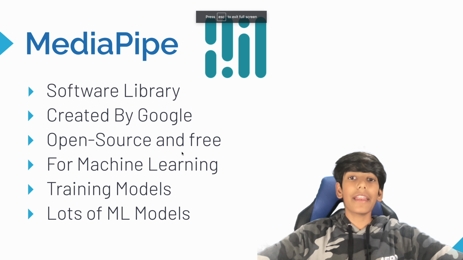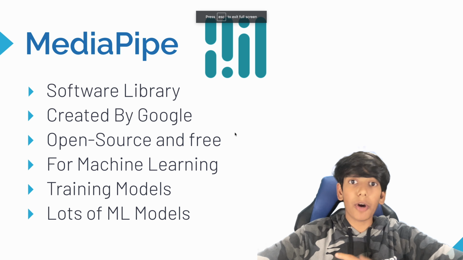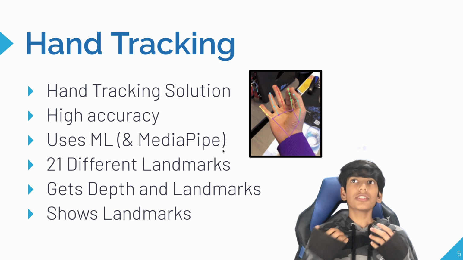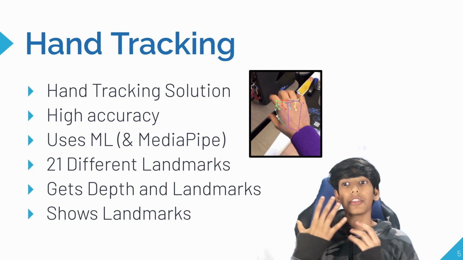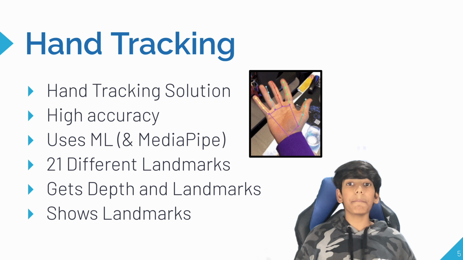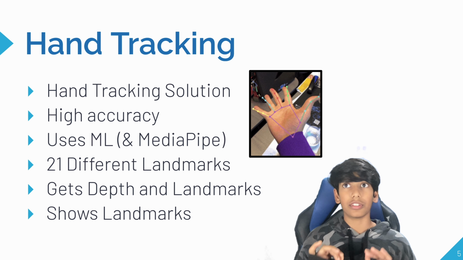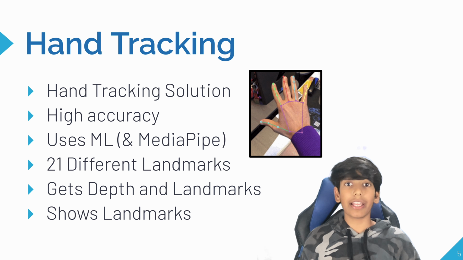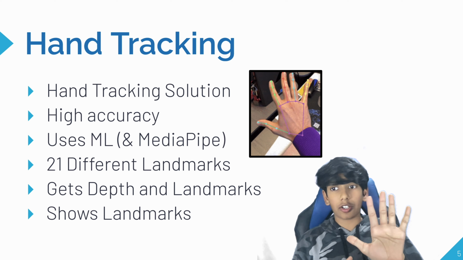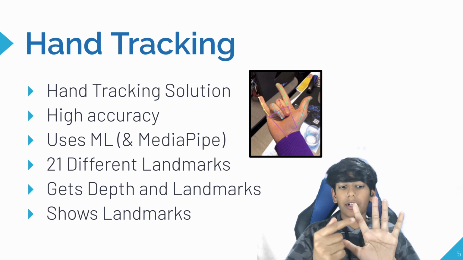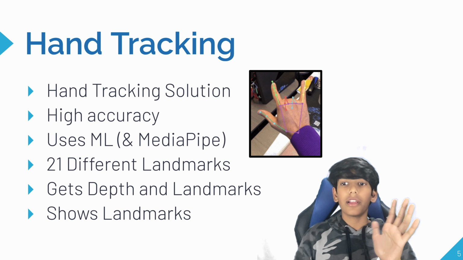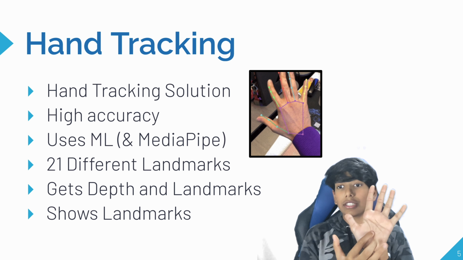Alright, now that we know all about MediaPipe, which is the module we're going to be using, let's check out what hand tracking is. Hand tracking is basically a solution that, if you need to see your hand landmarks, is what does that. MediaPipe's hand tracking is very high accuracy, and it uses machine learning and MediaPipe's algorithms. Basically there are 21 different landmarks on your hand. For example, we have this part, this part, this part, this part, and then this part, this part, this part, this part, and then all of that for all of them, and then you can see your palm.